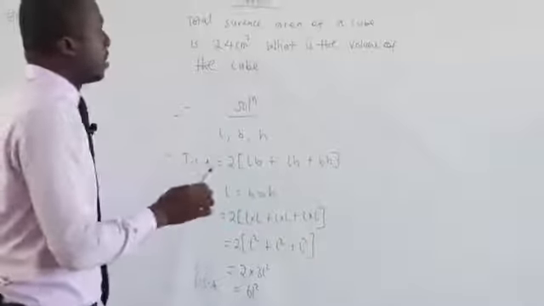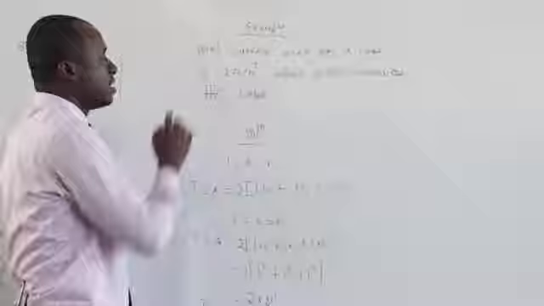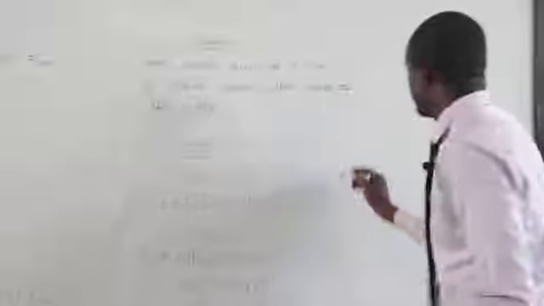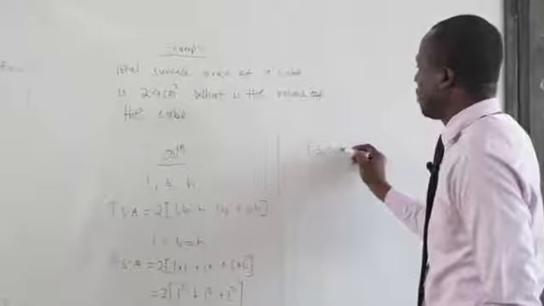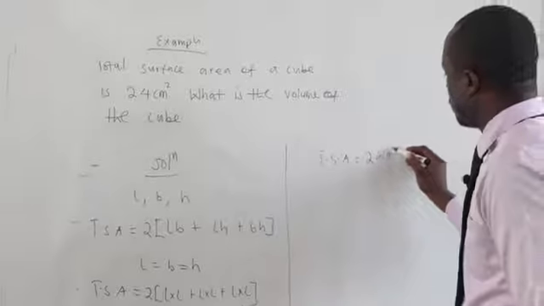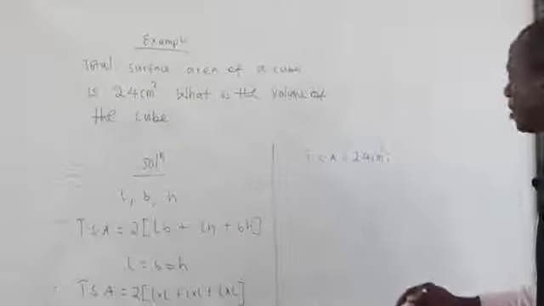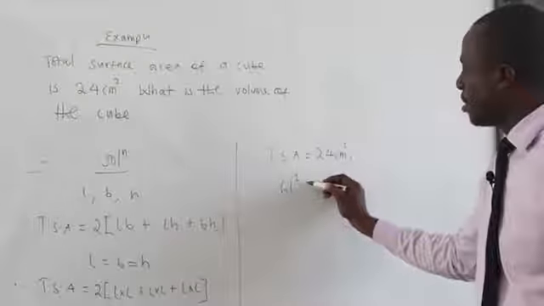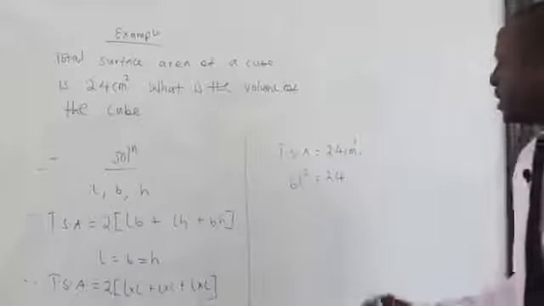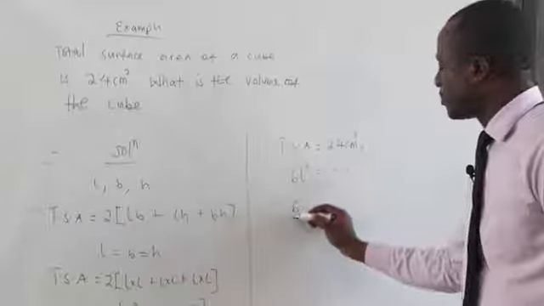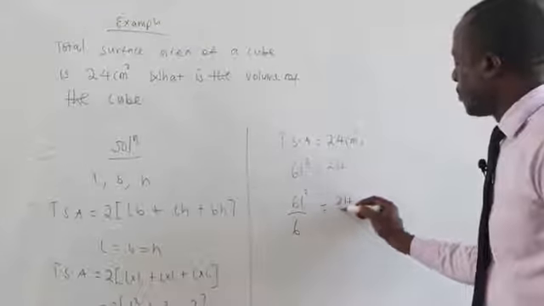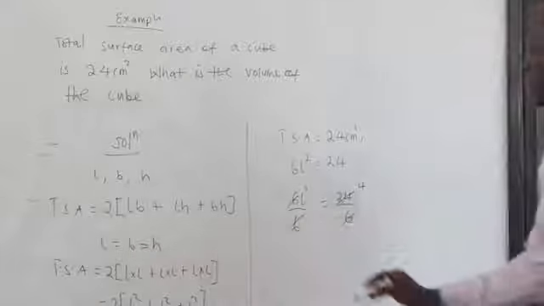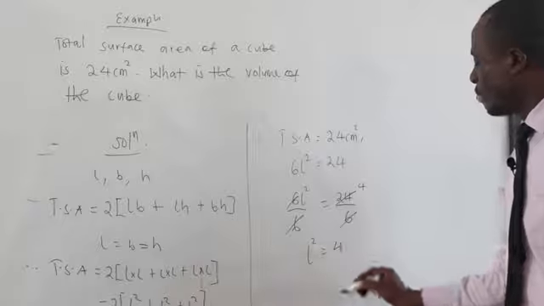Now, in this question, we are being told that the total surface area is 24 centimeter square. So we've been given our TSA to be 24 centimeter square. Now, we want to find the volume. Clearly, the TSA is 6L square equal to 24. We want to find L, so we divide by 6. 24 over 6 is 4. So you have L square to be equal to 4.